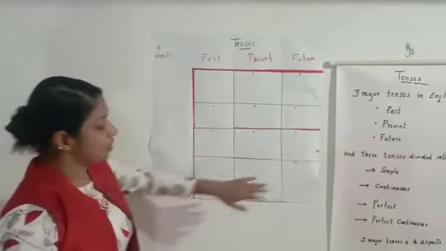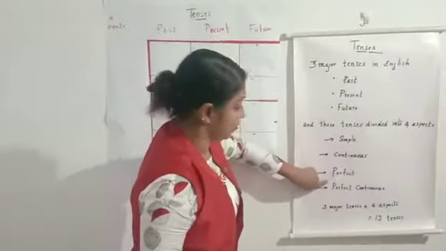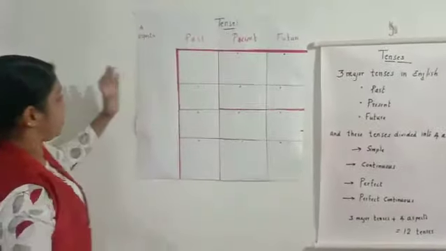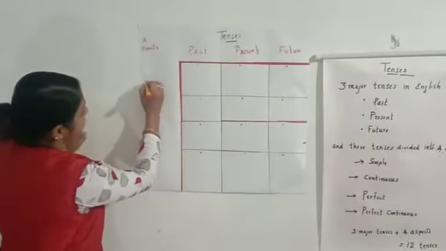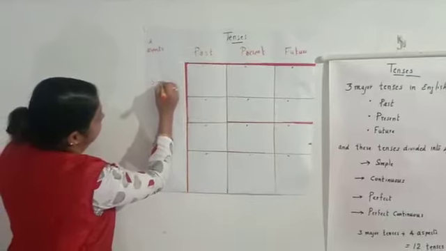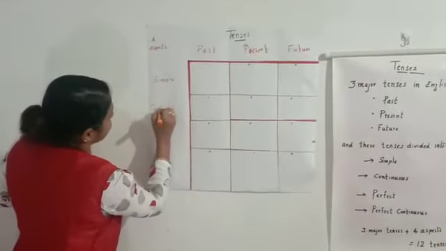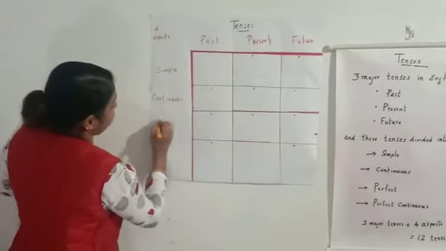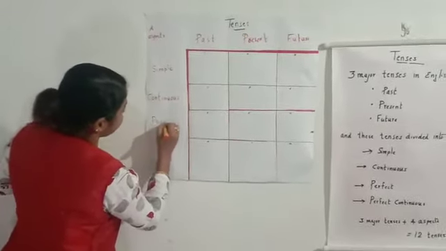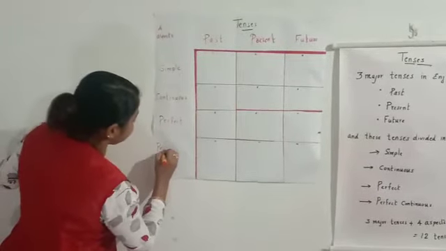What are the four aspects? Simple, continuous, perfect, and perfect continuous. Okay, so you can fill this here in the left side of this chart paper. Right here, simple. Next is continuous. We have perfect, and finally perfect continuous.